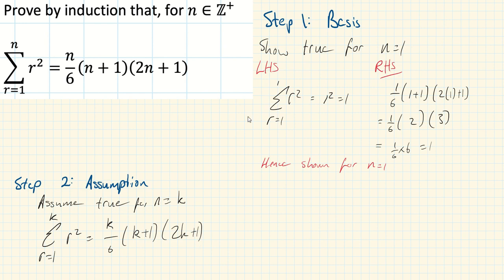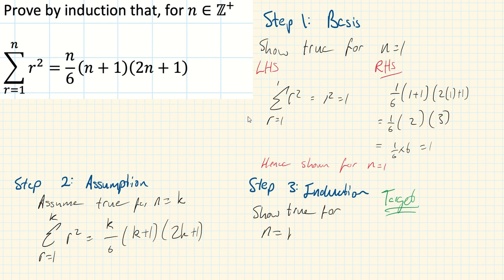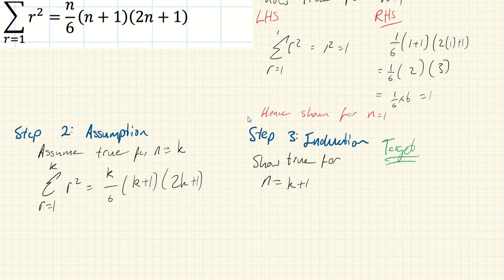For our induction step, which is step 3, and this is the big bit, it's helpful to write down a target expression. What are we aiming for? For our inductive step, we're showing true for n equals k plus 1. Because if we've got our basis step, we'll show true for n equals 1, n equals k, and then show that it's true for n equals k plus 1, and so true for all values.